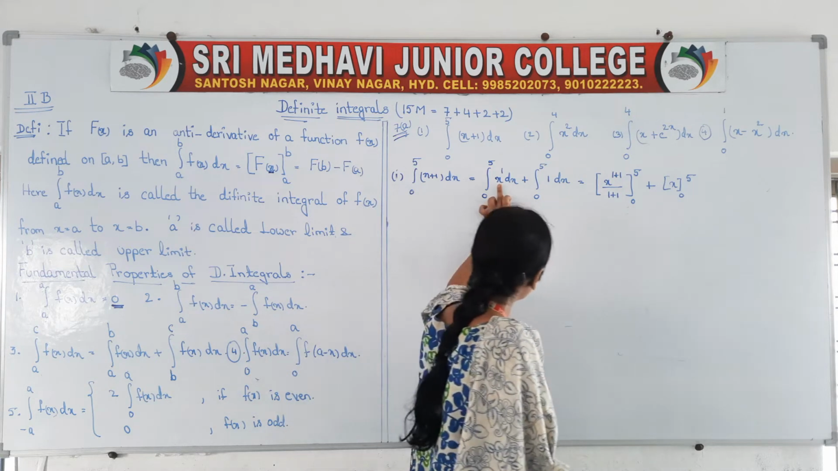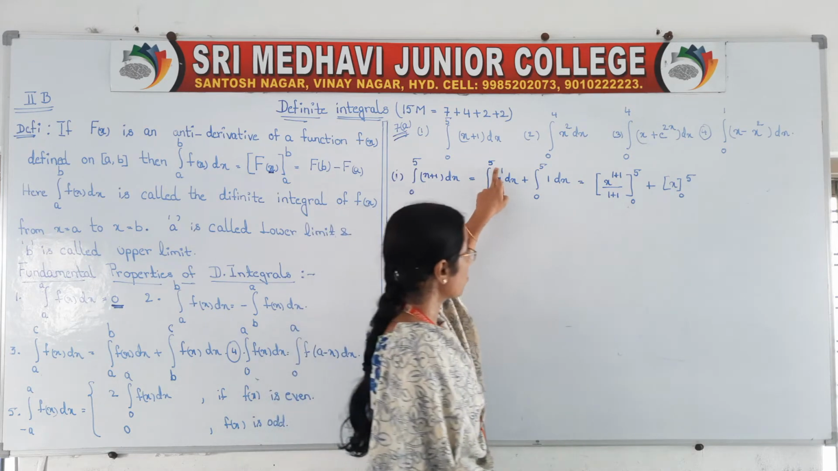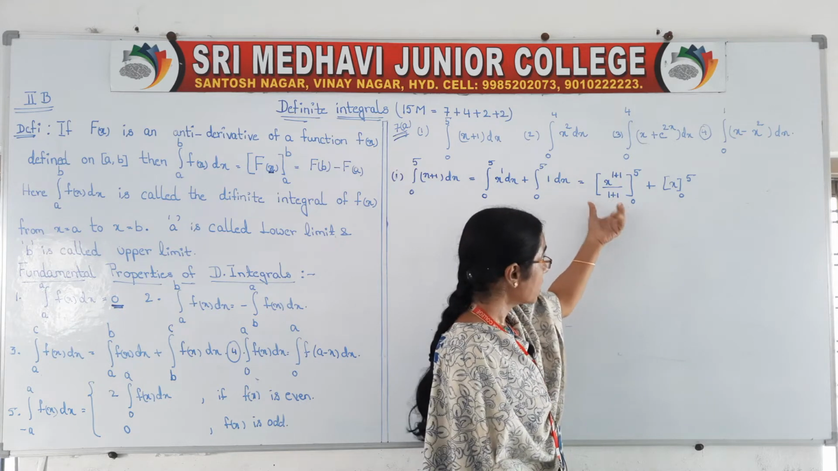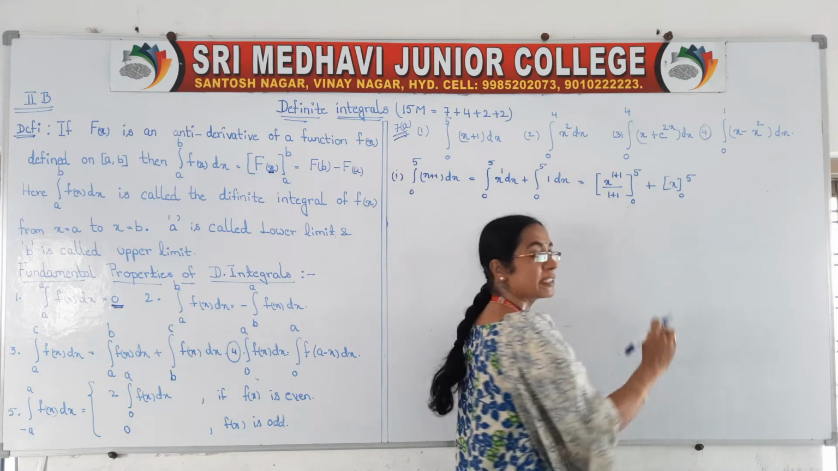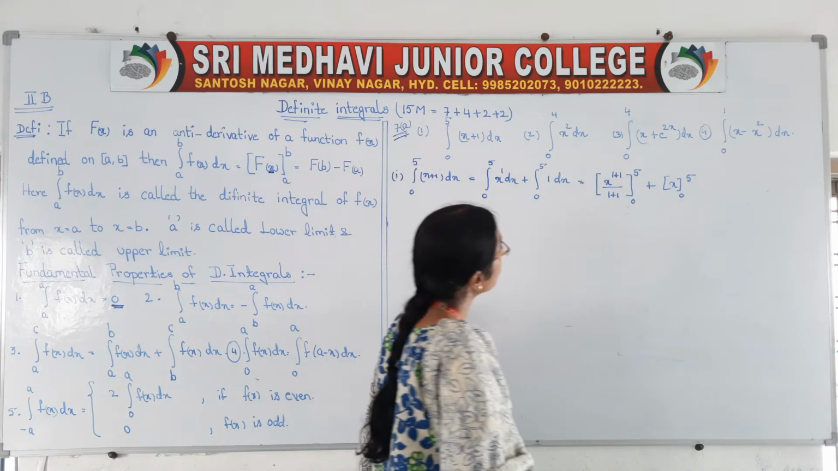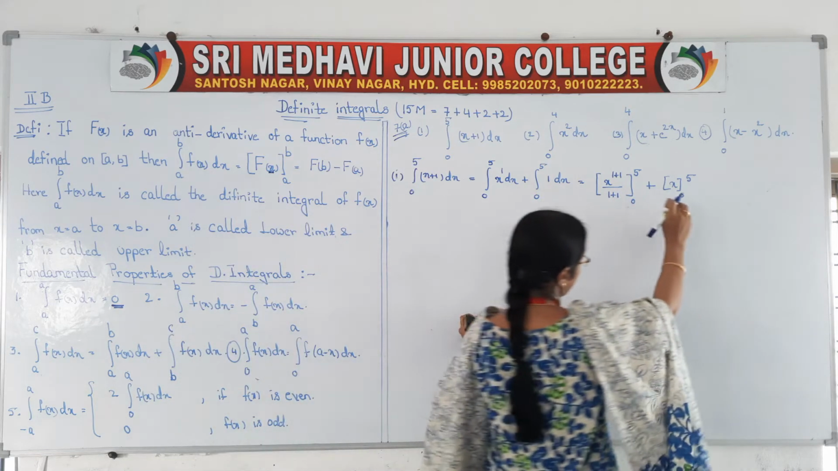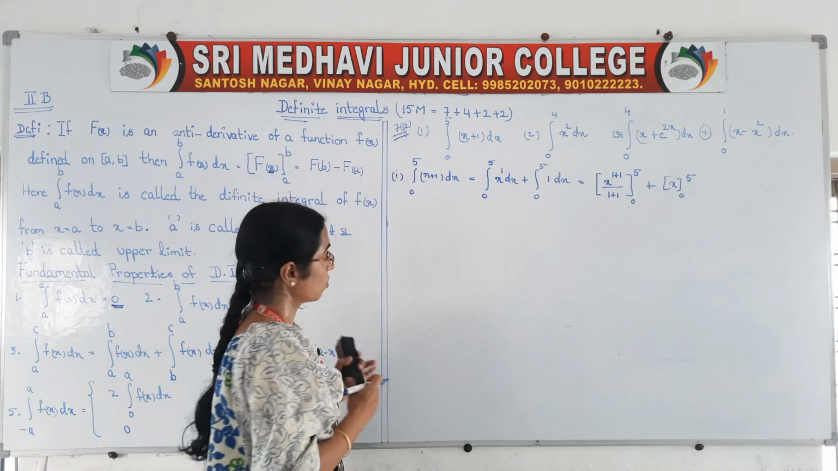Now we have to integrate this one, x to the power of n form. Integral x to the power of n is x to the power of n plus 1 by n plus 1. Once the formula is applied, we have to take the limits on the right side. Next here integral 1 into dx, integral dx is x, and you can take the limits 0 to 5.